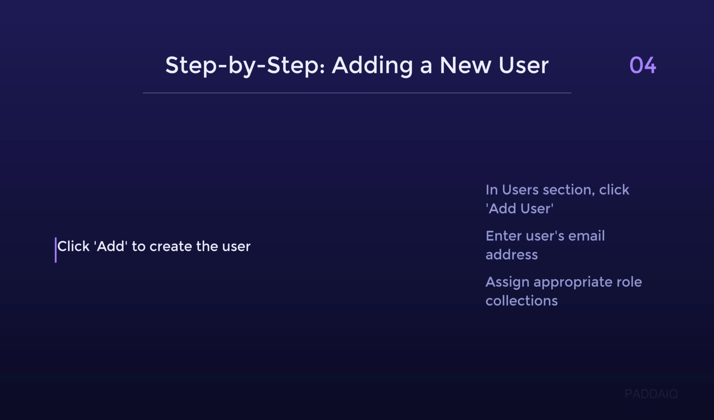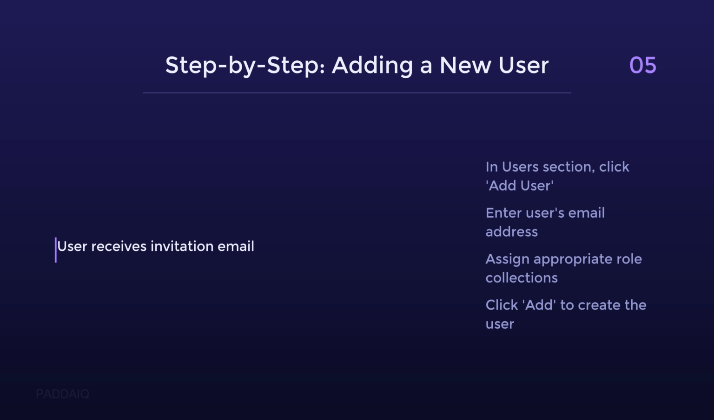Click Add to create the user. This means you will press the Add button to start setting up a new person in the system. For instance, when a new employee joins your company, you use this to give them access. This simple action is your starting point for granting system access.